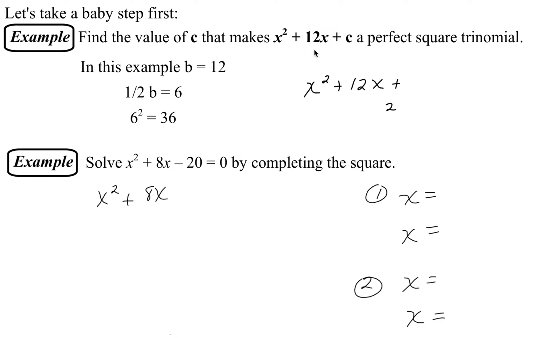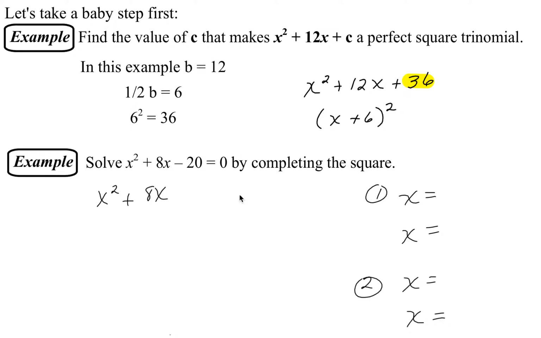So then I'm going to come over here. We're going to go x squared plus 12x plus 36. This is the value of c that makes this a perfect square trinomial. Because now we can write this as x plus 6, the quantity squared. So you need to be able to do that process with any trinomial.